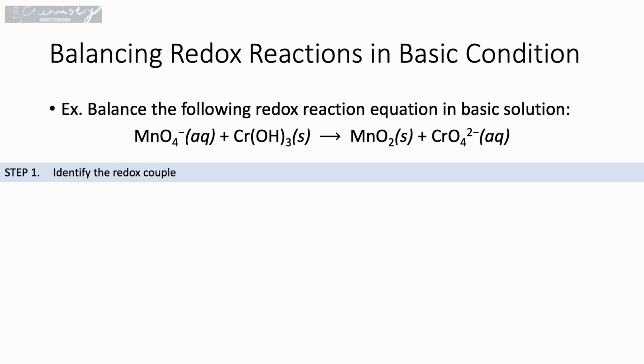Balance the following redox equation in basic solution. Looking at this one, we know that the first thing we're going to do is identify the redox couple. So in this case, we are again going to find the oxidation number of each atom on both sides.